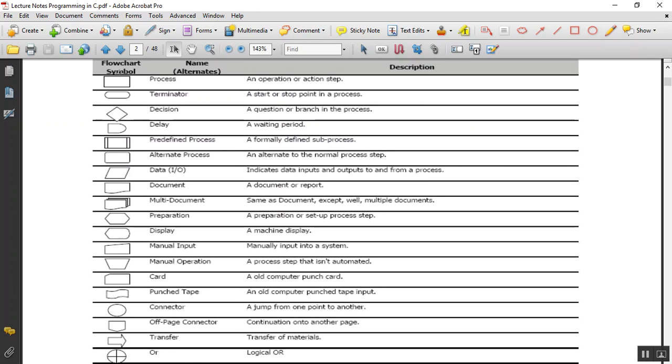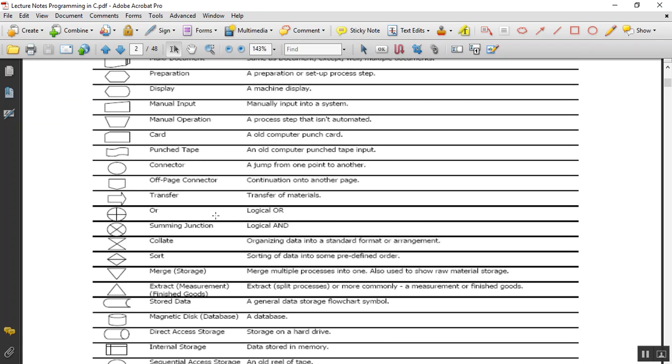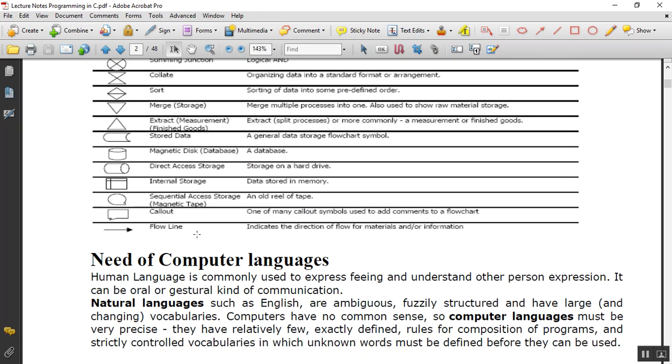So these are a few symbols. This is used for process, this is used as a terminator, this is used for decision. We'll see later how it is used. Then this we have seen, data input output, and we have seen this flow line, which indicates the direction of flow of material or data or information. So these are a few symbols which we have gone through, and which we will use in our flowchart.